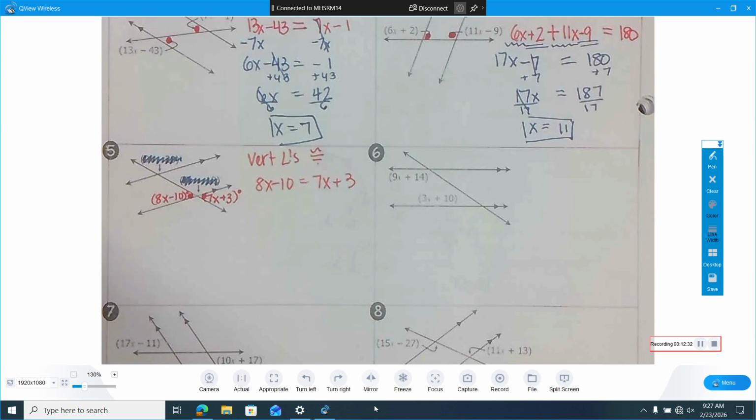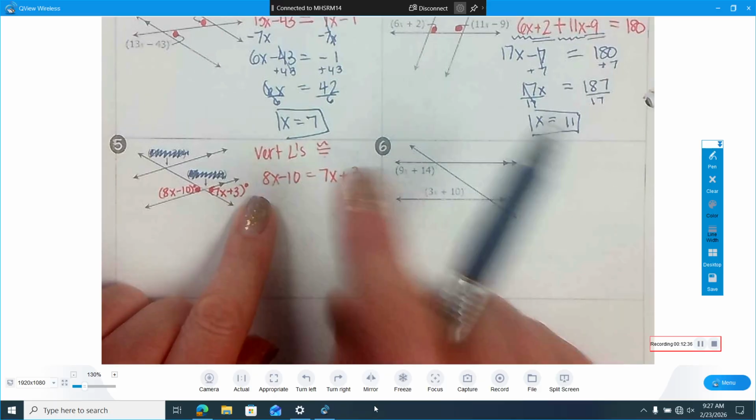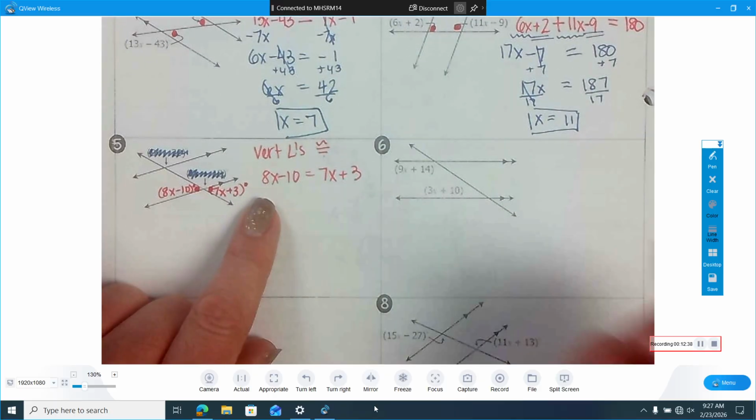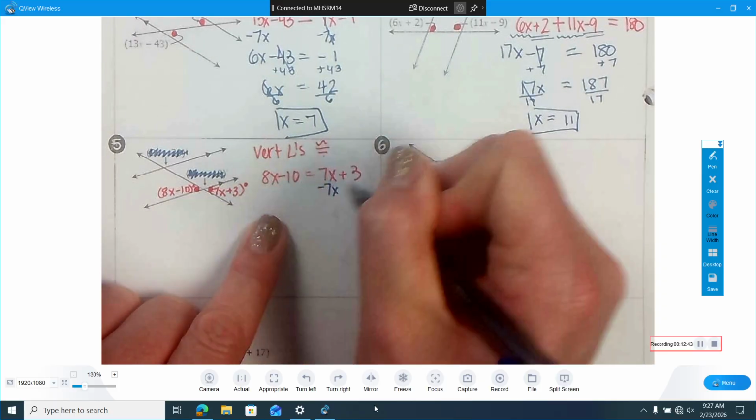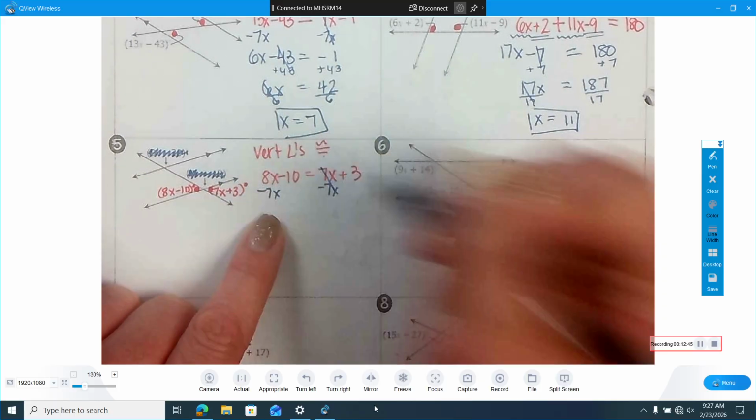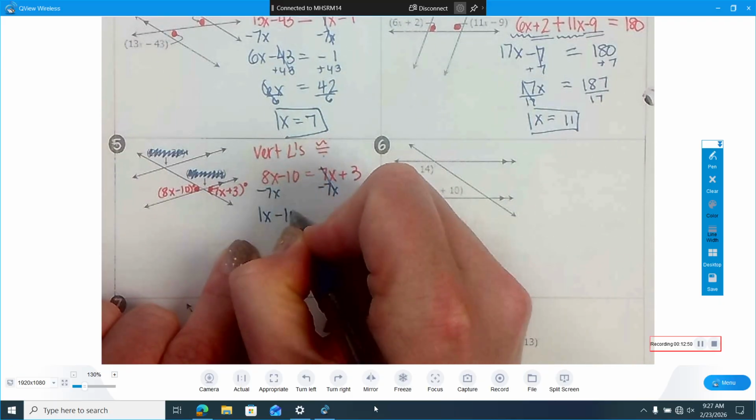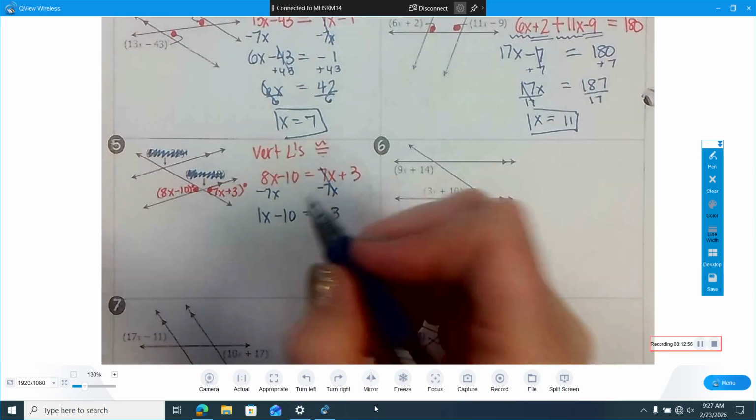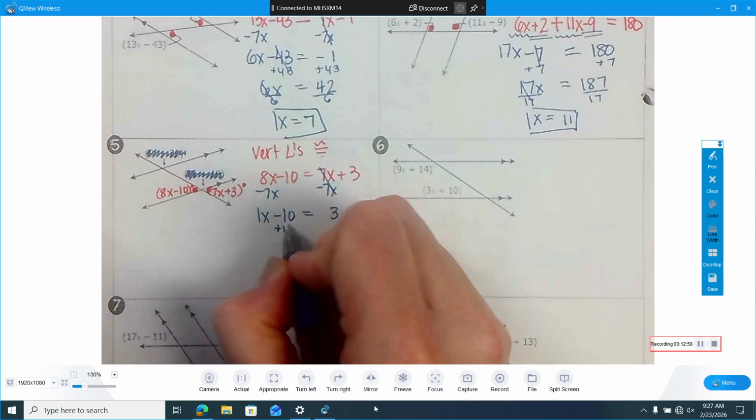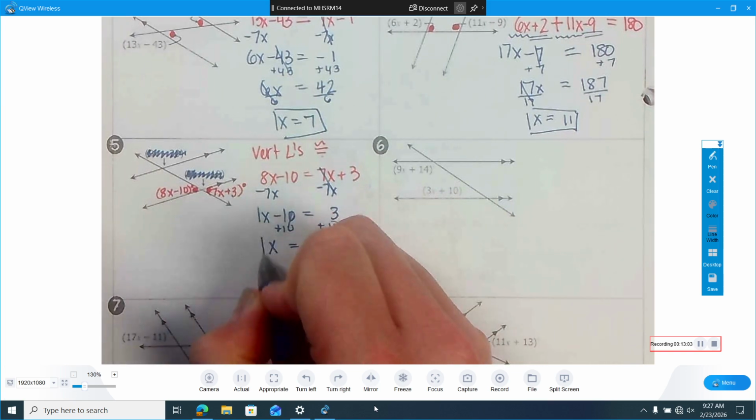Okay, look, we have letters on both sides of the equal sign. What do we do? Letters to the left. So we're going to take our letters and move them to the left-hand side. I'm going to subtract 7x from both sides. 8x's minus 7x's is 1x. So 1x minus 10 equals 3. And then what should we do? Plus 10, plus 10, also in stereo. I love that. So you get x equals 13.